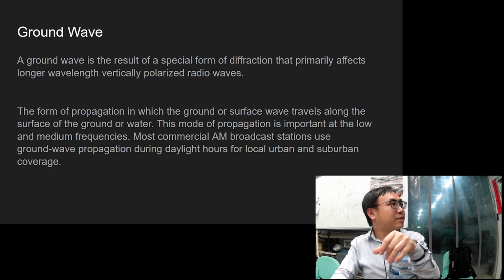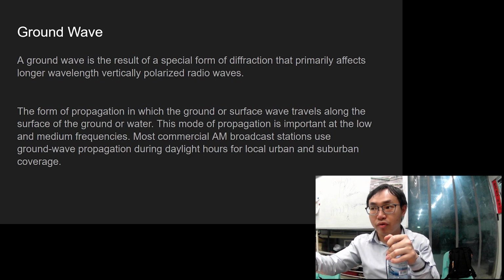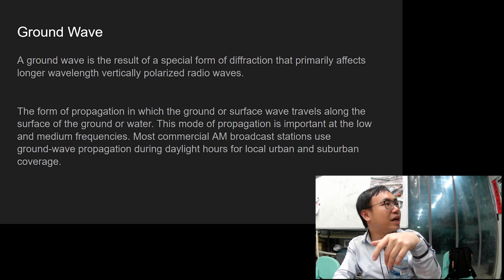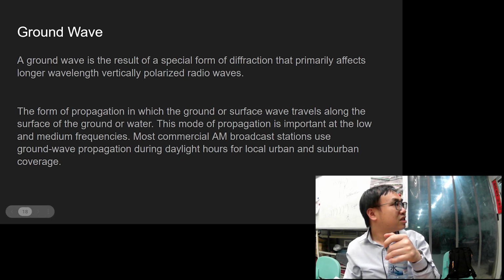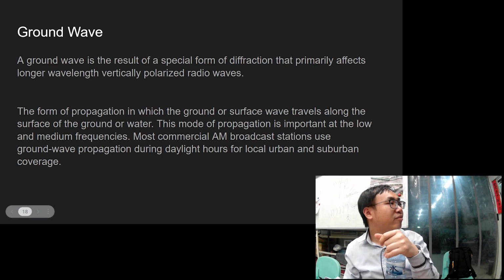Ground wave is a special form of diffraction. So it will diffract along the surface of the Earth. You don't have to memorize the polarity. So the form of propagation travels along the surface of the ground or water, which is the surface of the Earth. Just think in this way. It is important at low and medium frequency. AM broadcast uses ground wave propagation during daytime.